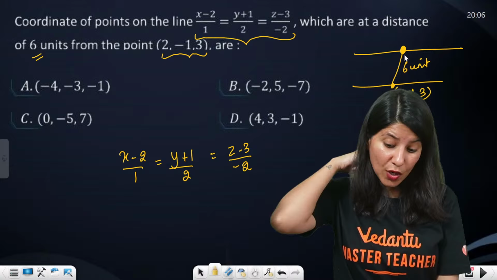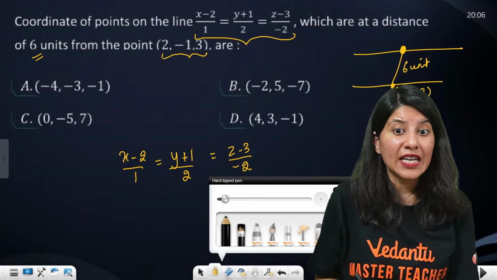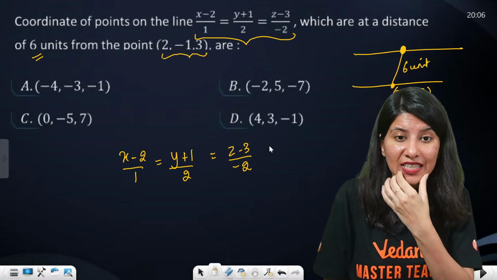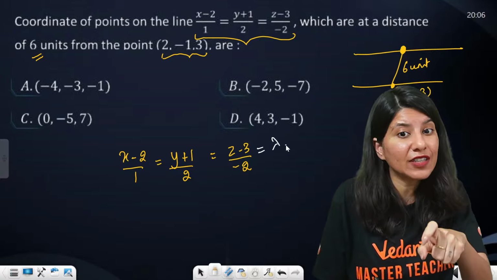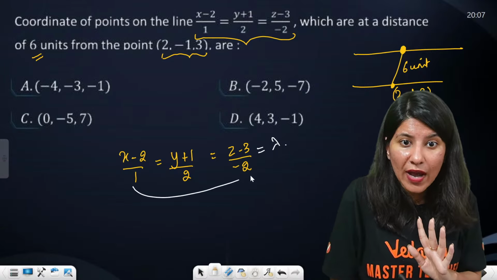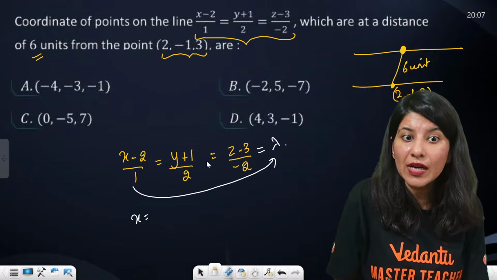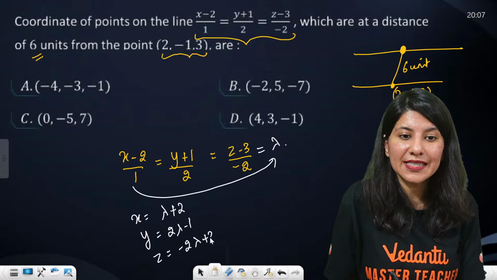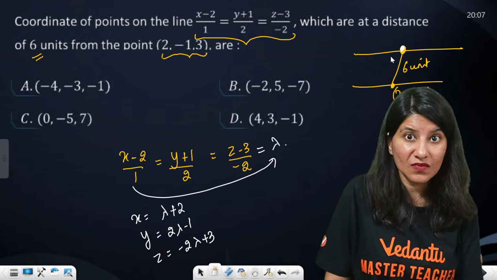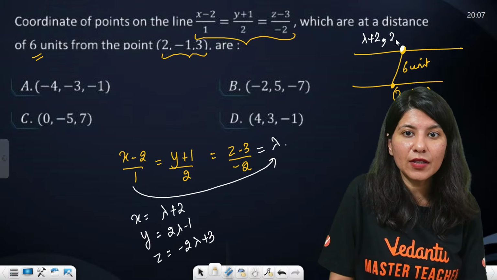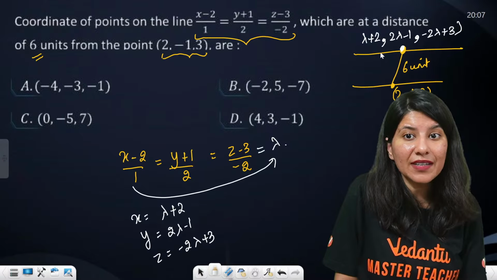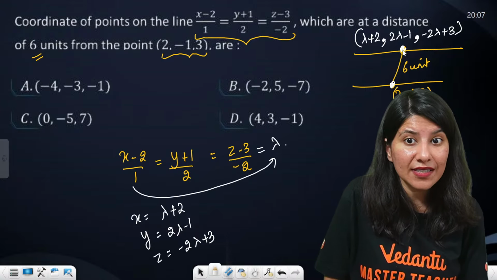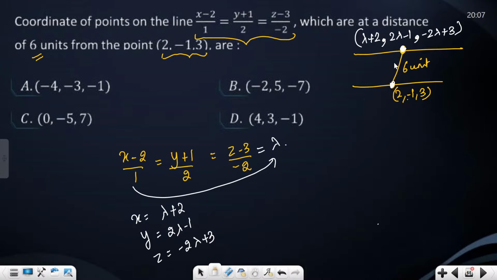Now what we have to do is learn one very important thing. This is the Cartesian form of a 3D line. Can you assume any point on this line? Definitely. You mark this ratio as lambda and equate it to lambda. So x equals lambda into 1 plus 2, y equals 2 lambda minus 1, z equals minus 2 lambda plus 3. So these are the coordinates of a point lying on that line: lambda plus 2 comma 2 lambda minus 1 comma minus 2 lambda plus 3, my dear students. Now the distance between these two points is given as 6. So we can apply distance D equals 6. So distance is what? Lambda plus 2 minus 2 whole square.